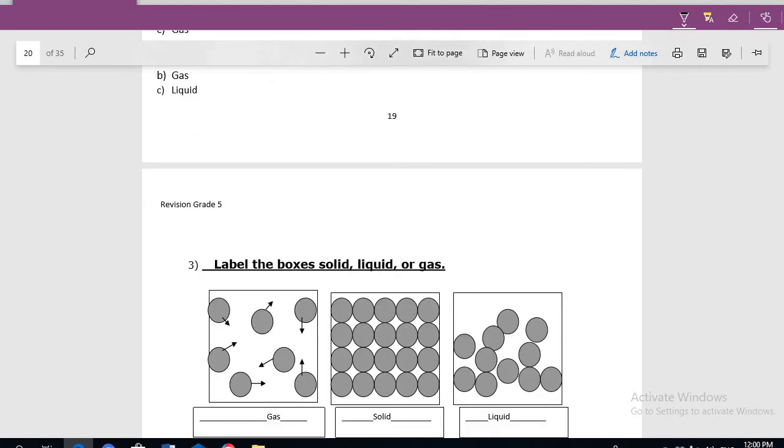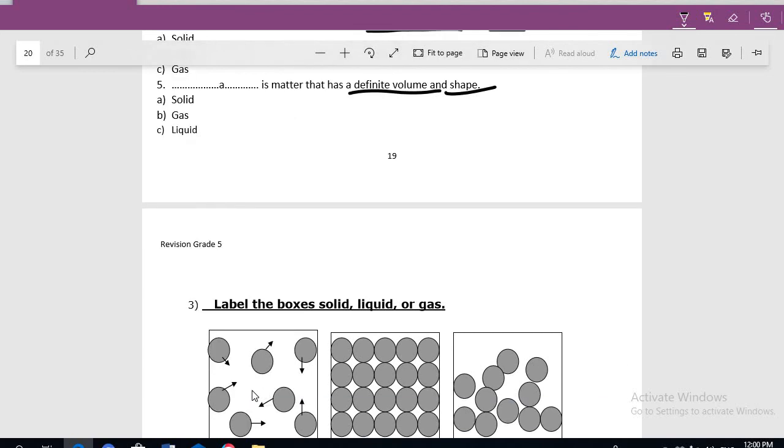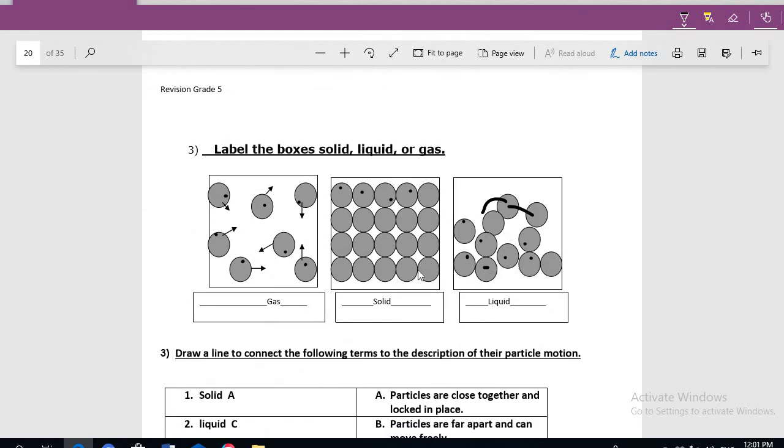Look at these particles. First one is gas, and the particles of gas are far apart. The second one is solid, the particles of solids are very close together. While in liquid, the particles are close together but slide over each other. So first one gas, then solid and liquid.